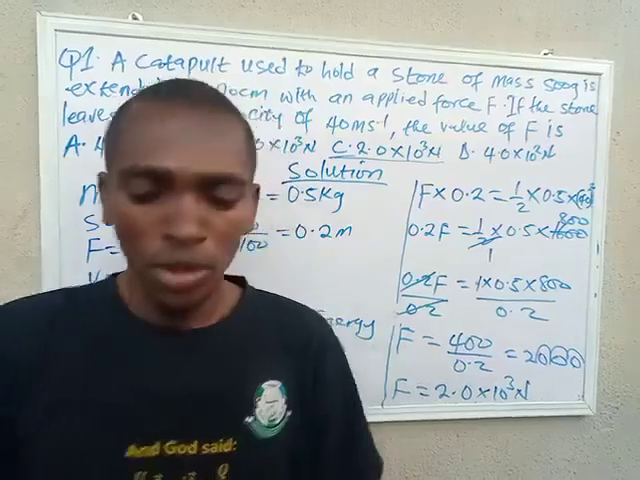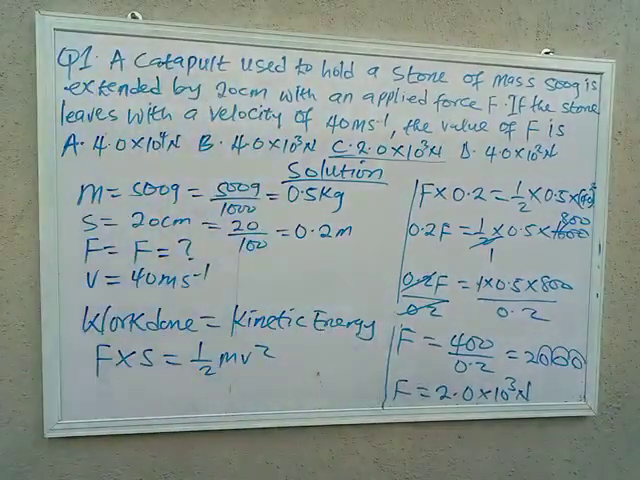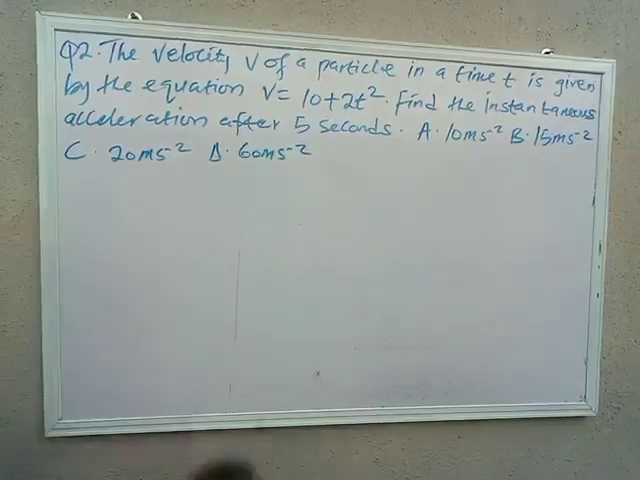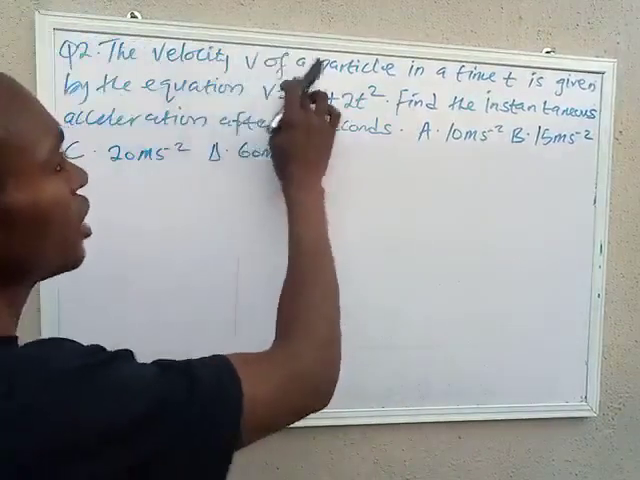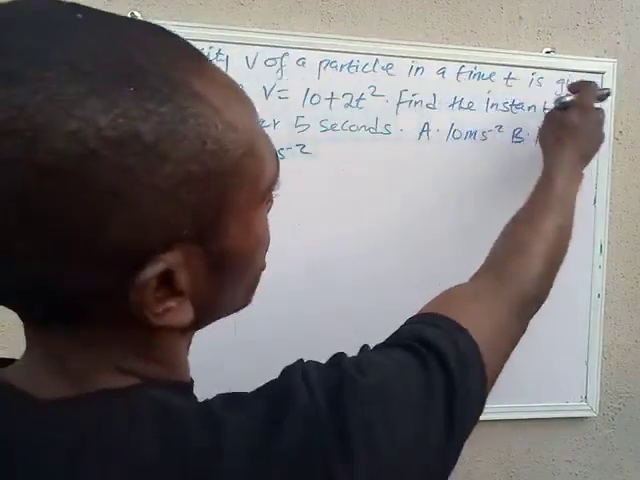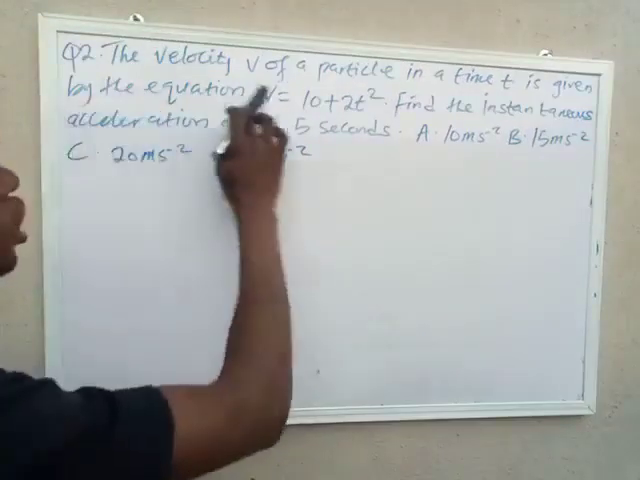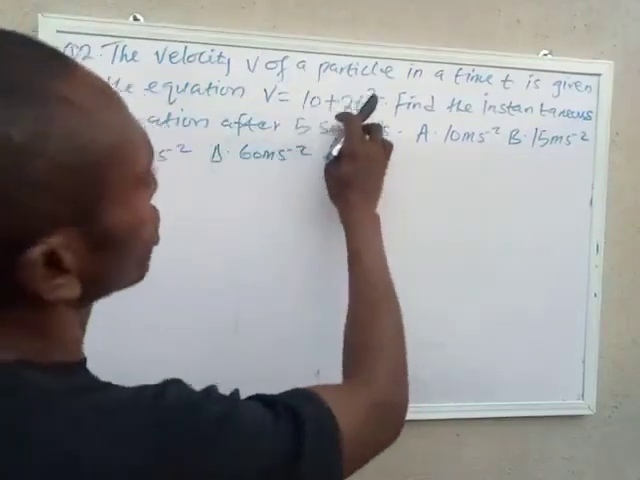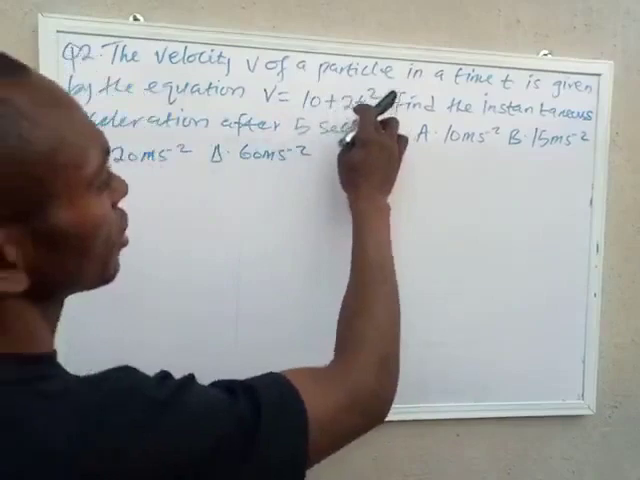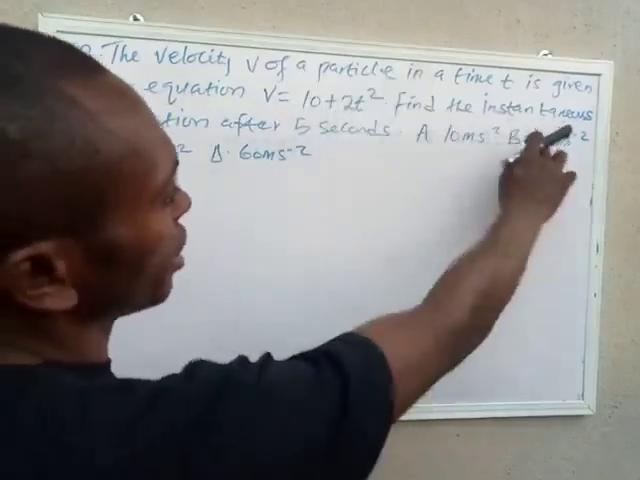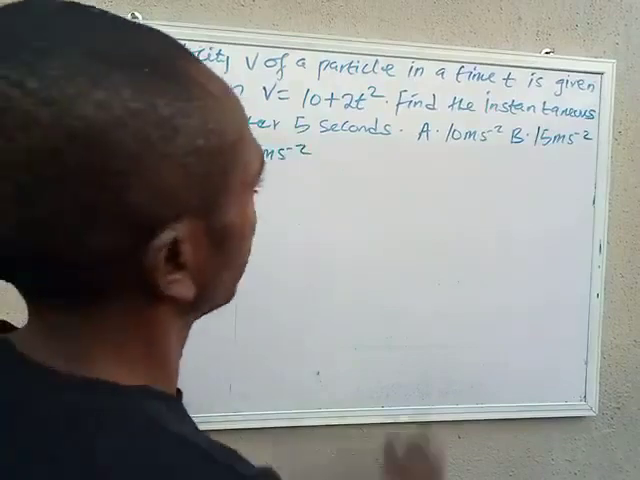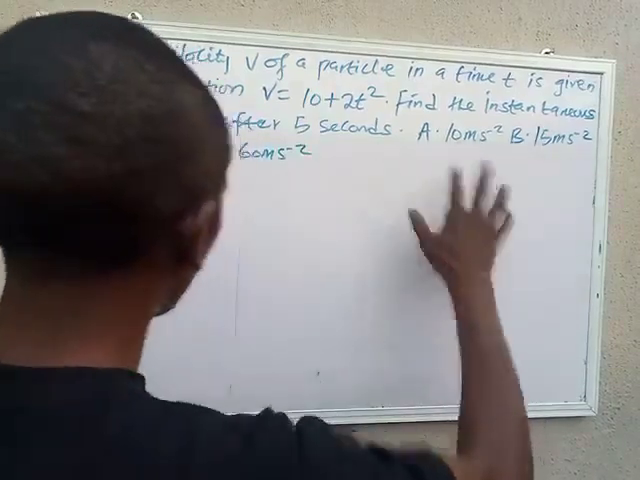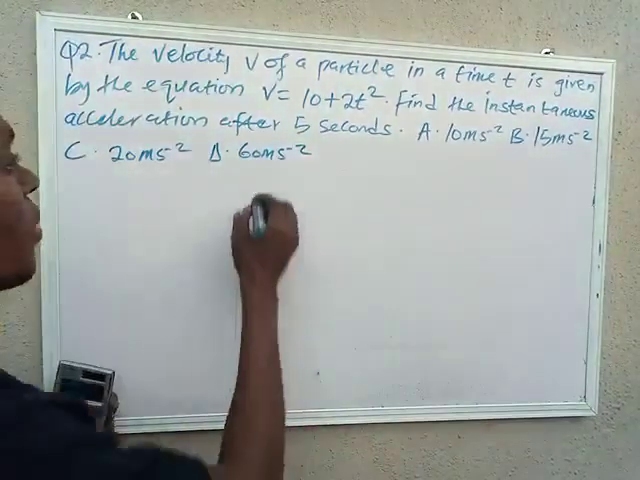Now let's look at another question. The velocity V of a particle at time t is given by the equation V equals 10 plus 2t squared. Find the instantaneous acceleration after 5 seconds. These are the options given to us, A to D.